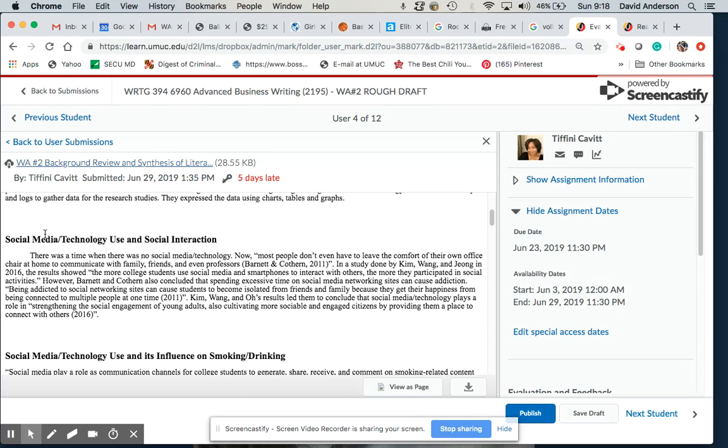I'm reading this here and looking. How are you using APA in-text citations? Because that's really the key for the next level writing.